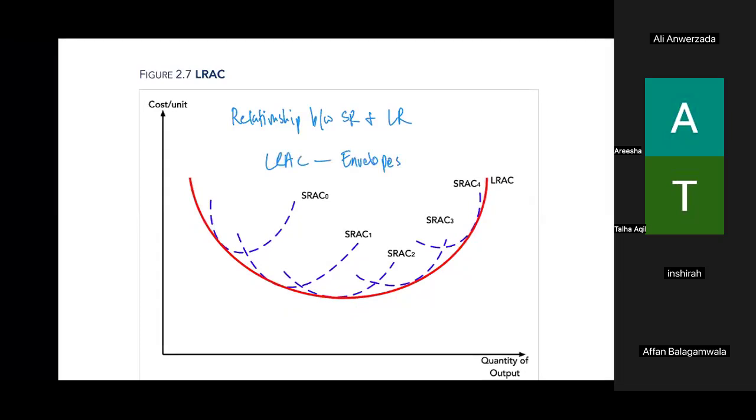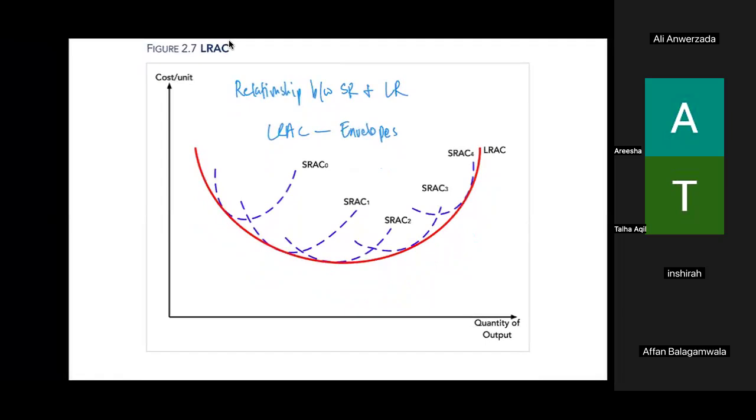And the relationship is such that if I look at a particular SRAC, let's say I am right now producing 100 units, and let's say I'm producing at point A. Now, this point A is both on the short run and long run, right? Short run may be A or long run may be A. So we are at this point, and let's say I'm making this at $10.